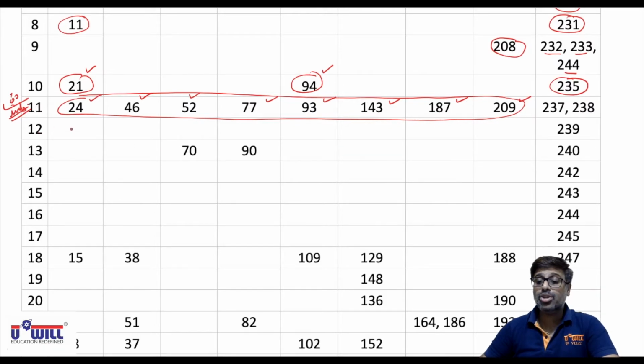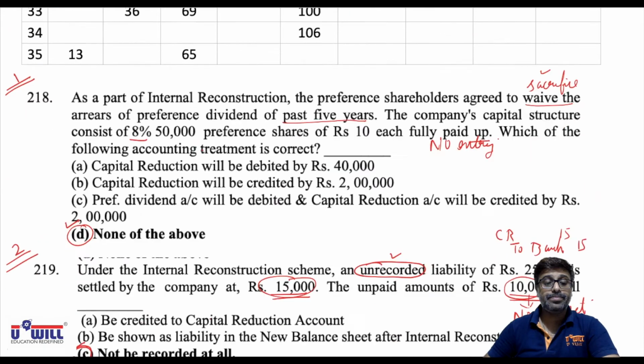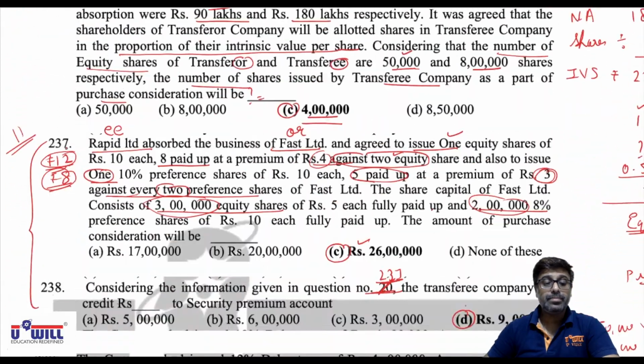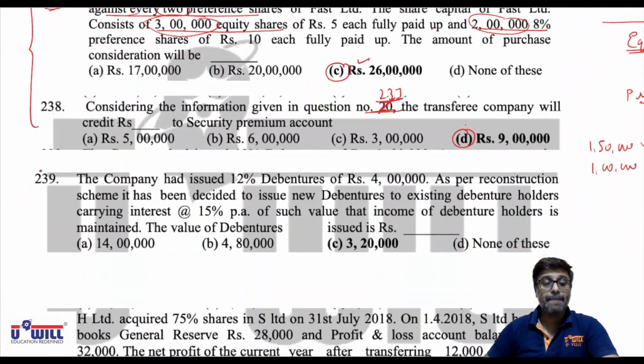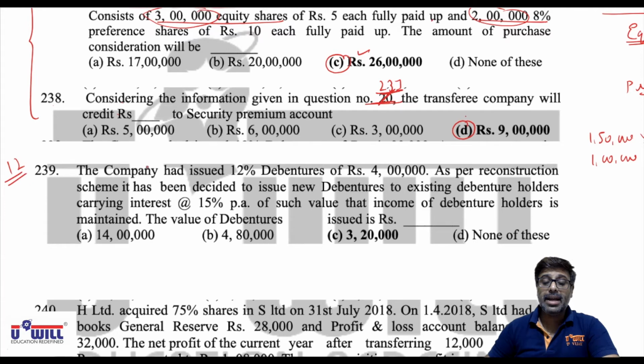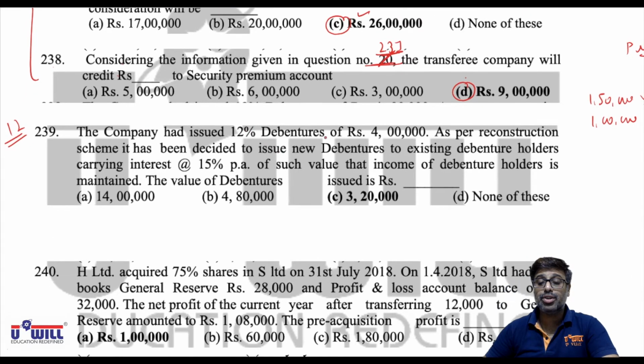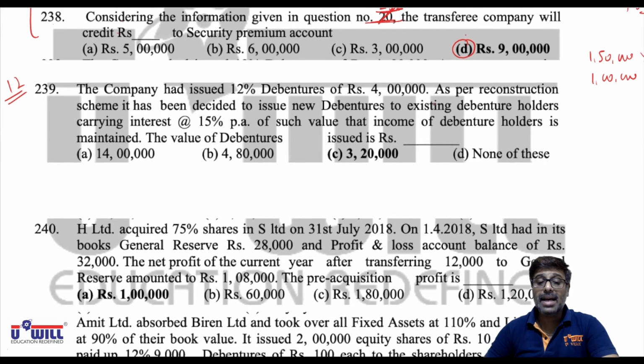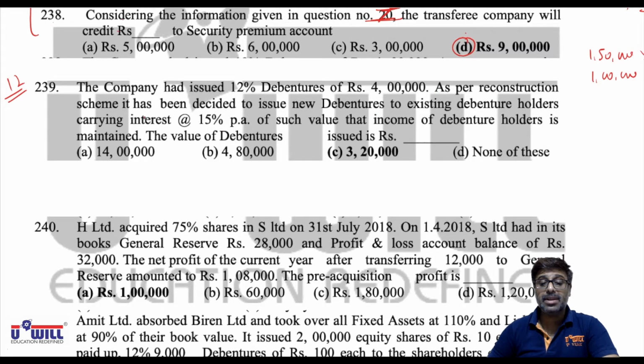Now, taking question 12, 239. The company had issued 12% debentures of rupees 4 lakhs. As per the reconstruction scheme, it has been decided to issue new debentures to existing debenture holders carrying interest at the rate of 15% per annum. Old was 12% or 15%? But of such value that the income of debenture holders is maintained.